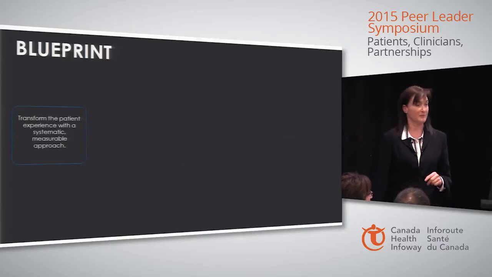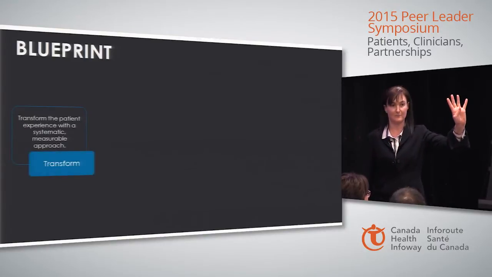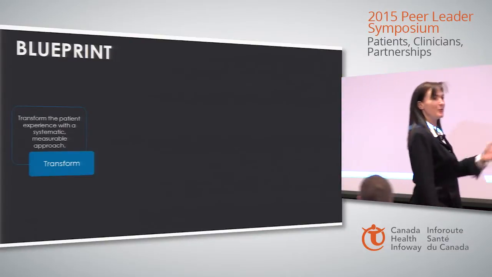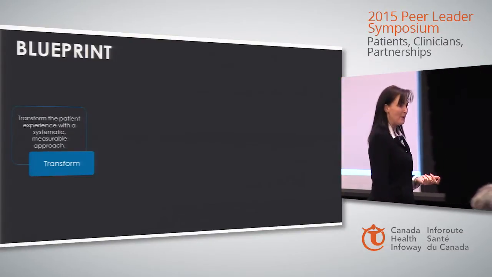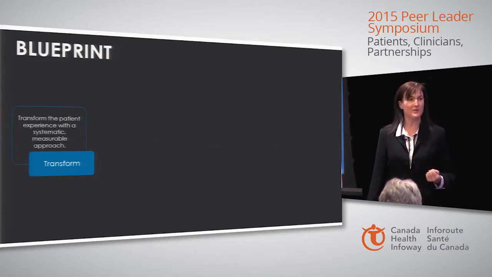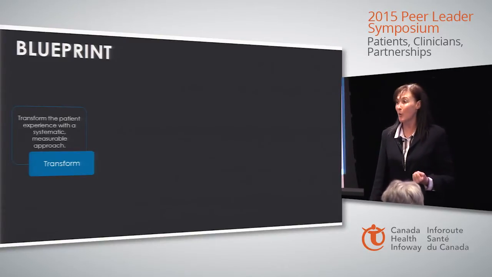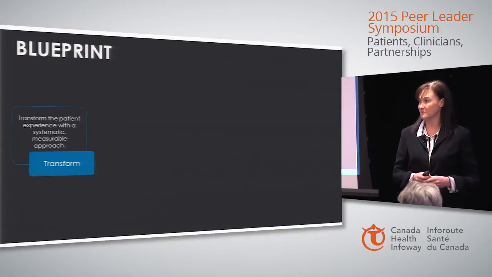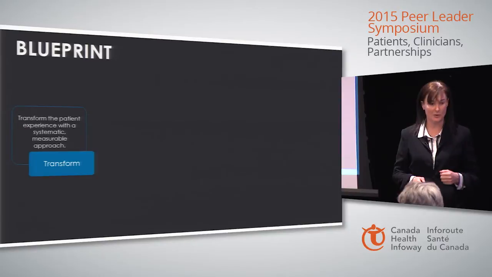So here's the blueprint. There are 4 key steps. Okay, 4 key steps that you need to remember. The first one is your transformation. And we have to transform the patient experience. And the only way to transform the patient experience is to know what they want. So you have to have a systematic, measurable approach in place. Okay? I'll give you a few examples as we go along.